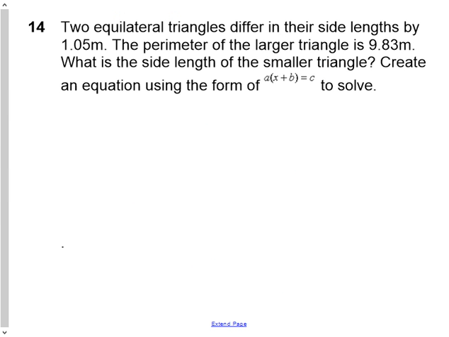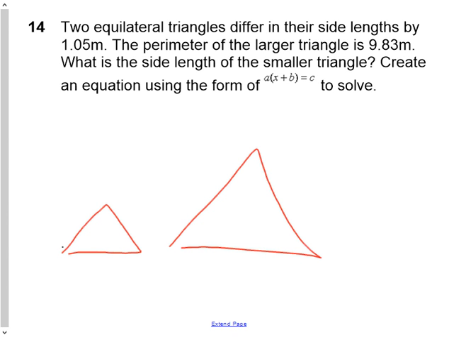Question number 14 says 2 equilateral triangles differ in their side lengths by 1.05. Now, I've done this question, and I realize I probably should have written it differently, but I think what it means is that the side lengths are, in total, 1.5 meters different. So if this one is x, x, and x, and since their side lengths differ by 1.5 meters, I think what they were trying to say is that the perimeter differs.